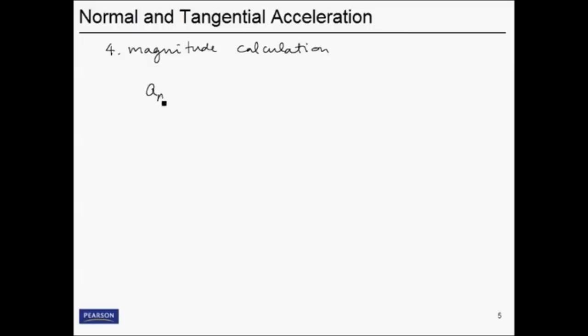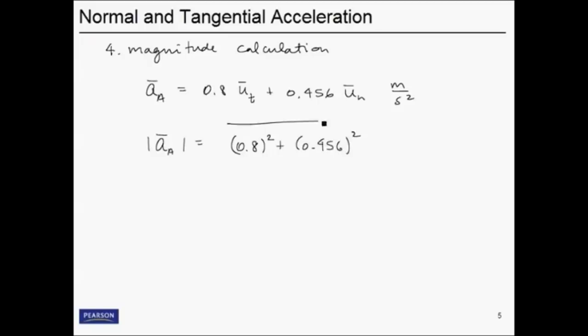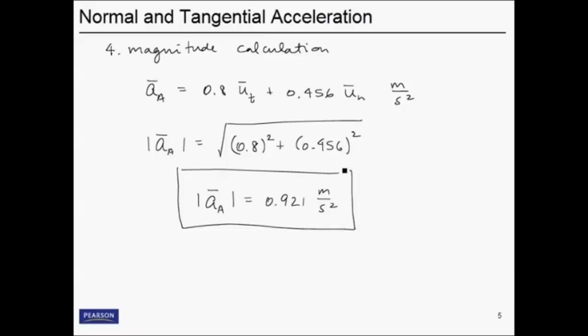So let me just go ahead and write the total acceleration at A. So this is 0.8 in the tangential direction plus 0.456 in the normal direction. That has units of meters per second squared. And so if we're going to take the magnitude of that, the magnitude is going to be the square root of the sum of the squares of the components, because the normal and tangential directions are perpendicular to each other. So we can just write the square root of 0.8 squared plus 0.456 squared, and we end up with the magnitude equal to 0.921 meters per second squared, and there is your numerical value for the magnitude of the acceleration at A.